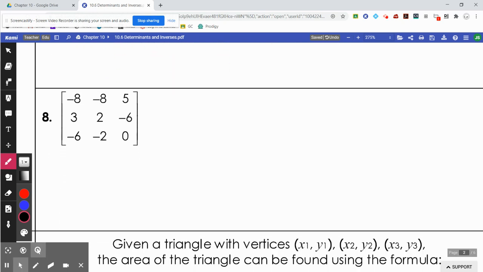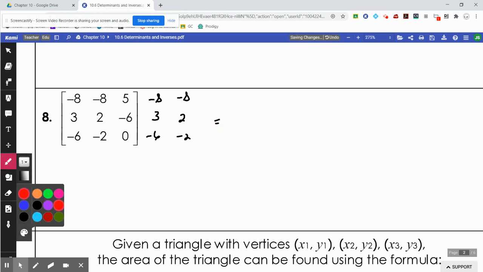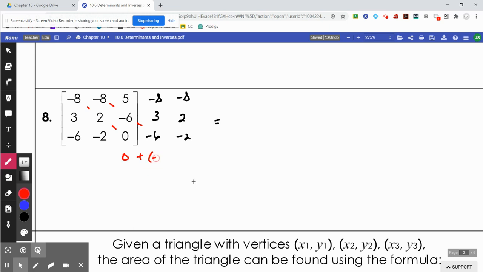Okay, let's do one more. Recopy again your first two columns, negative 8, 3, and negative 6, negative 8, 2, and negative 2. Multiply your three downs. 8 times 2 times 0 is 0, plus negative 8 times negative 6 times negative 6 is negative 288, plus 3 times 5 times 3 times negative 2 will be a negative 30. Giving you a total of negative 318 for my downs.